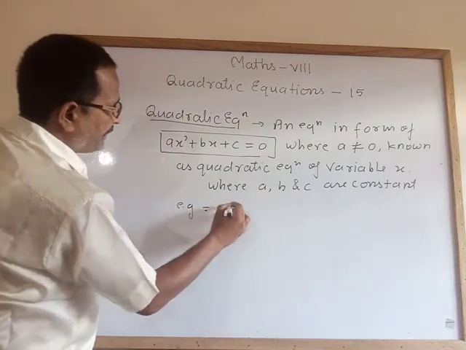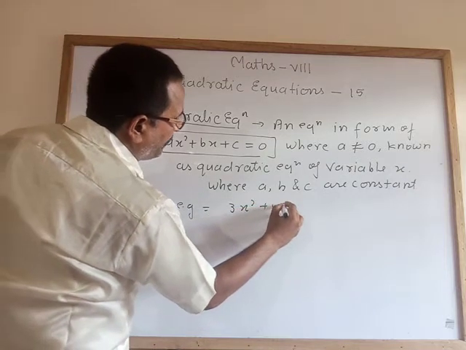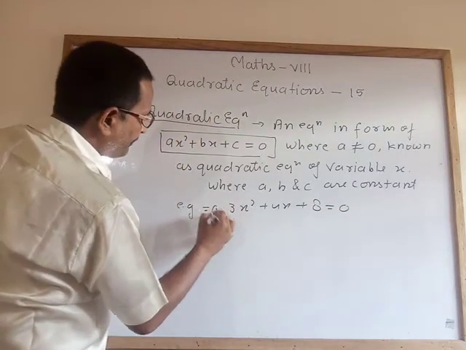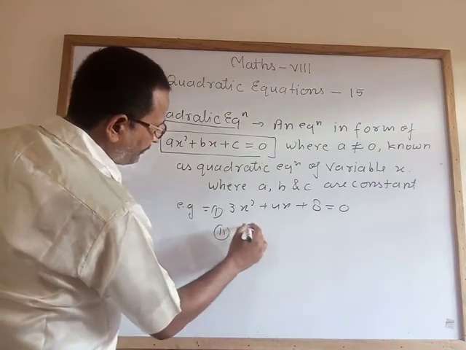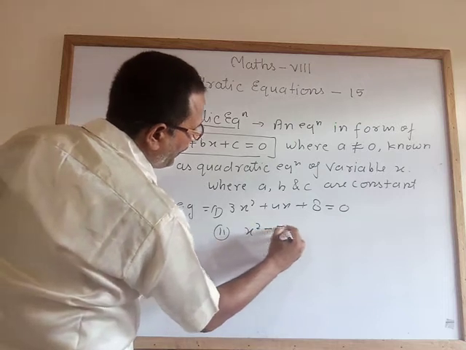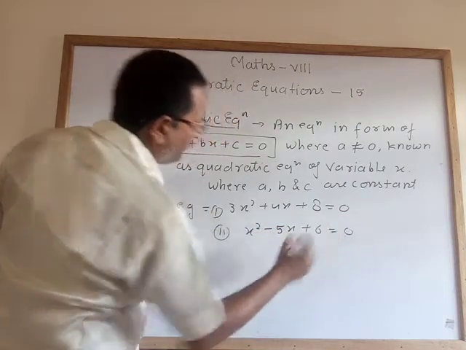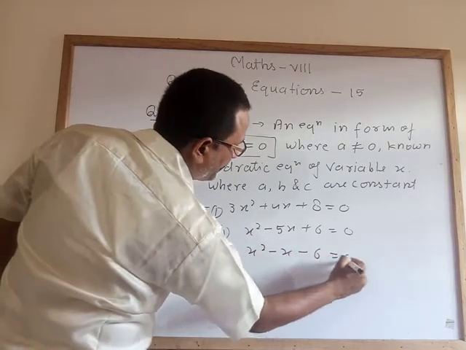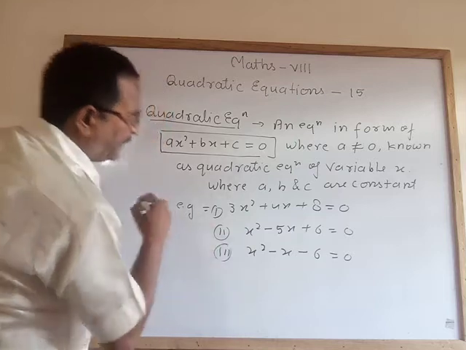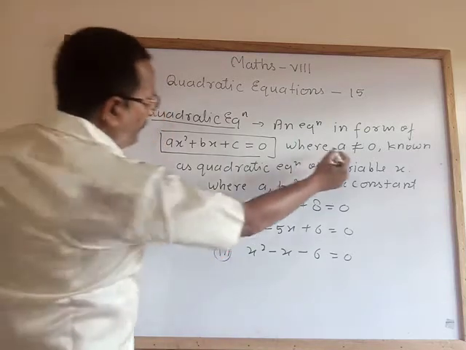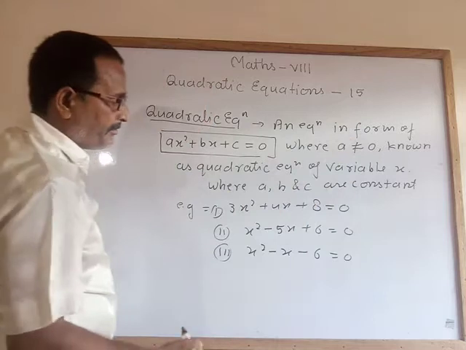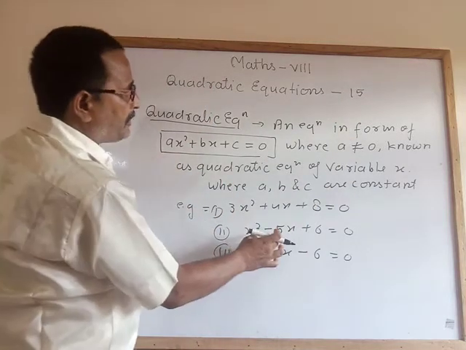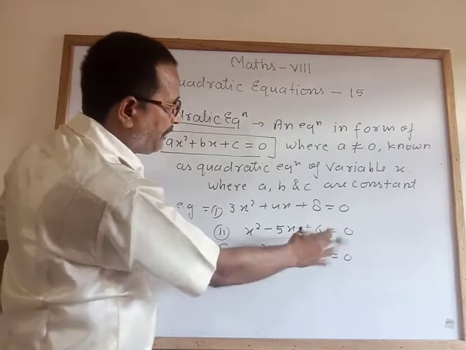Example: 3x square plus 4x plus 8 is equal to 0. Second, x square minus 5x plus 6 is equal to 0. x square minus x minus 6 is equal to 0, etc. Many examples. See that I have written where a is not equal to 0. a means the coefficient of x square, b means the coefficient of x, and c is the constant.